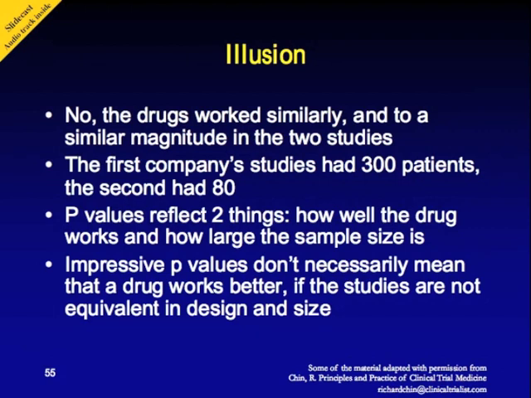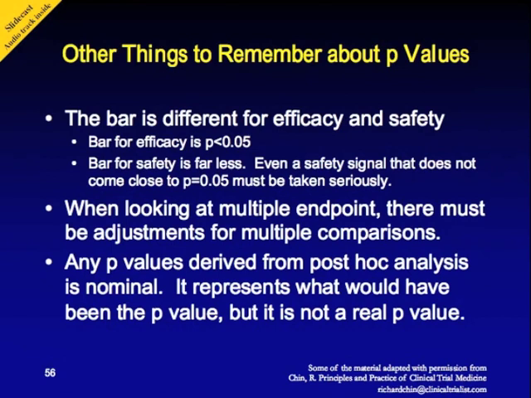And this is a really important point, that p-value reflects two things. One is how well the drug works, but the other is how large the study is. So impressive p-values in and of themselves don't necessarily mean that the drugs work any better. The other thing to remember about p-values is that the bar for efficacy is p of 0.05, and that's an arbitrary number that has been selected by statisticians and clinicians.